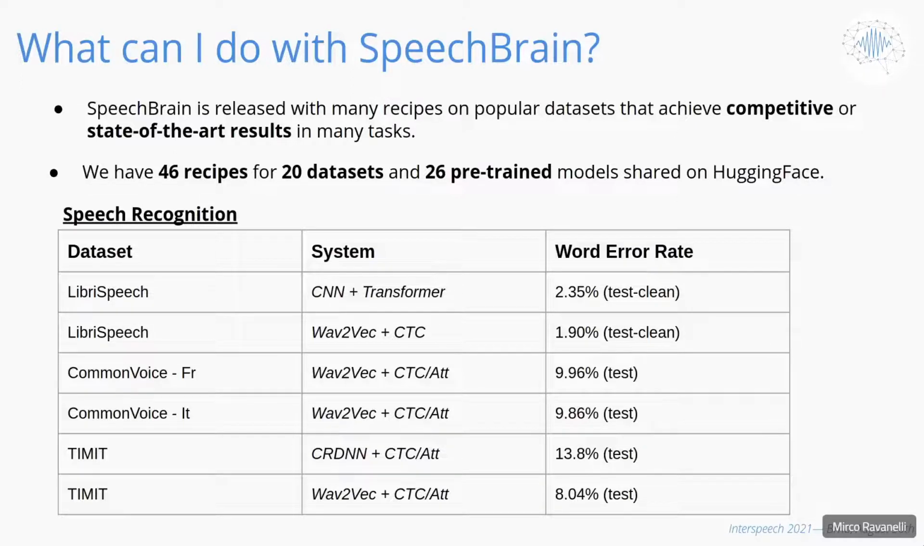So here is the performance that we can have on speech recognition. With LibriSpeech, we have CNN plus transformers, which give us 2.3 on test clean. But when we use wav2vec, we have 1.9. We have pretty competitive performance on CommonVoice as well. And also, on LibriSpeech, we have 13.8 with the CRDNN model and 8% when we plug in the wav2vec model.